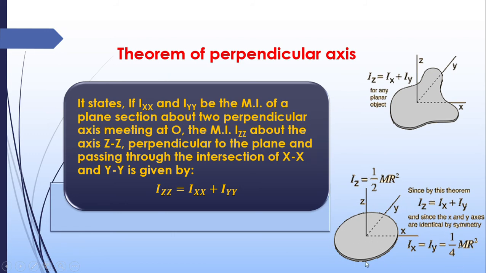This will be understood only after seeing the equations for the circle, so that you can see later. So the perpendicular axis theorem is very simple. When you have the moment of inertia about the x and y axes, then it is very easy to find the z axis moment of inertia, because Iz will be equal to Ix plus Iy. That's it.